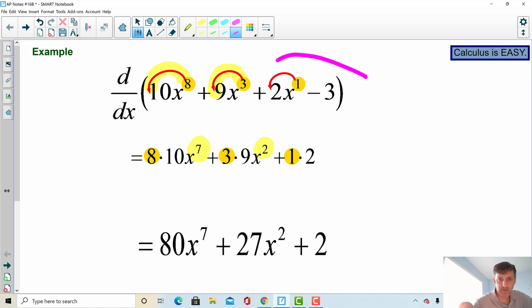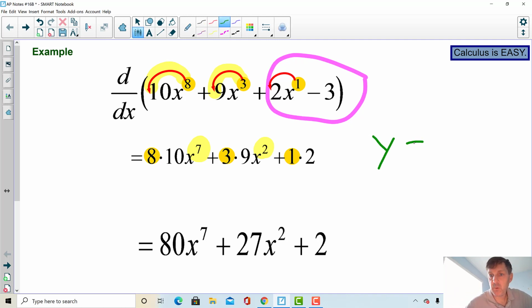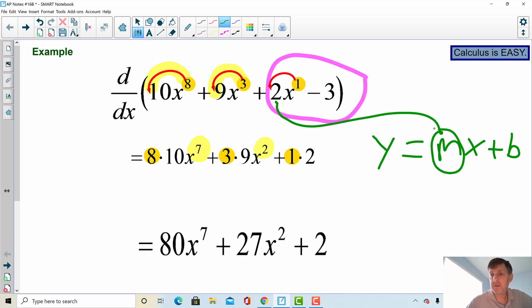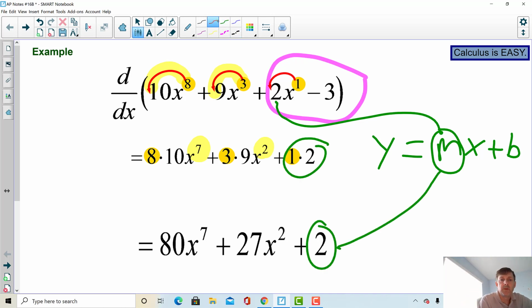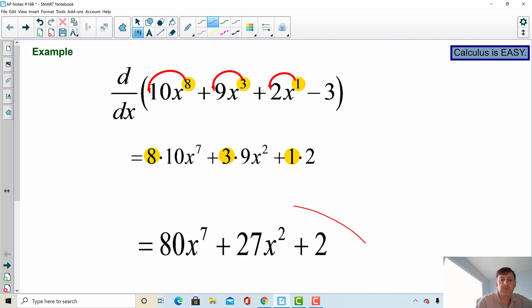We talked before about how this is just a line, so the slope of a line is just the m. The line is y equals mx plus b. So the slope of this line is just going to be the m, in this case 2. And then we multiply 8 times 10, get 80. 3 times 9 is 27. And that's it.